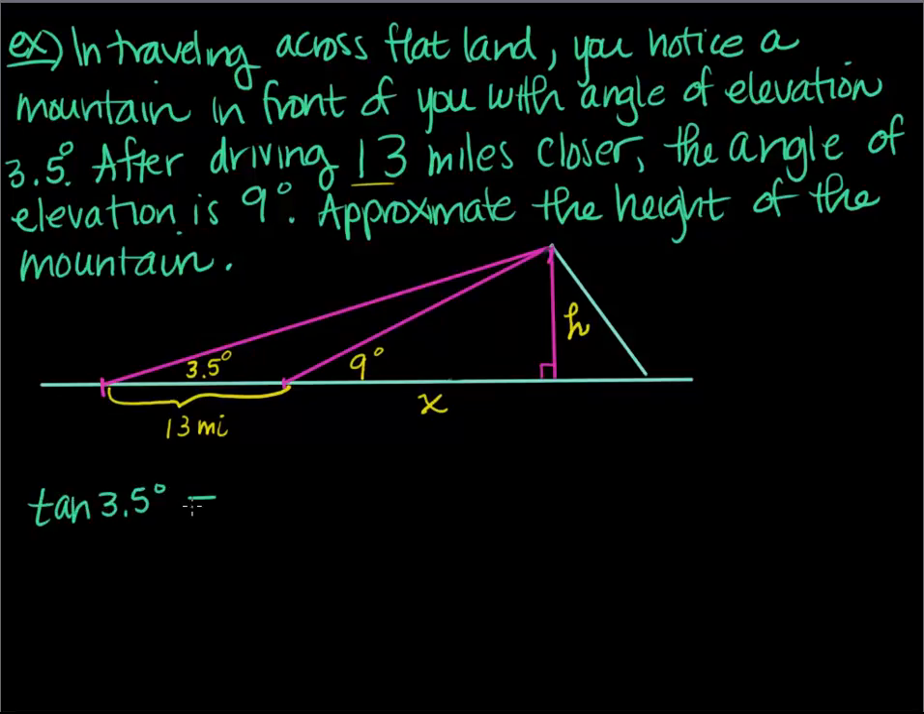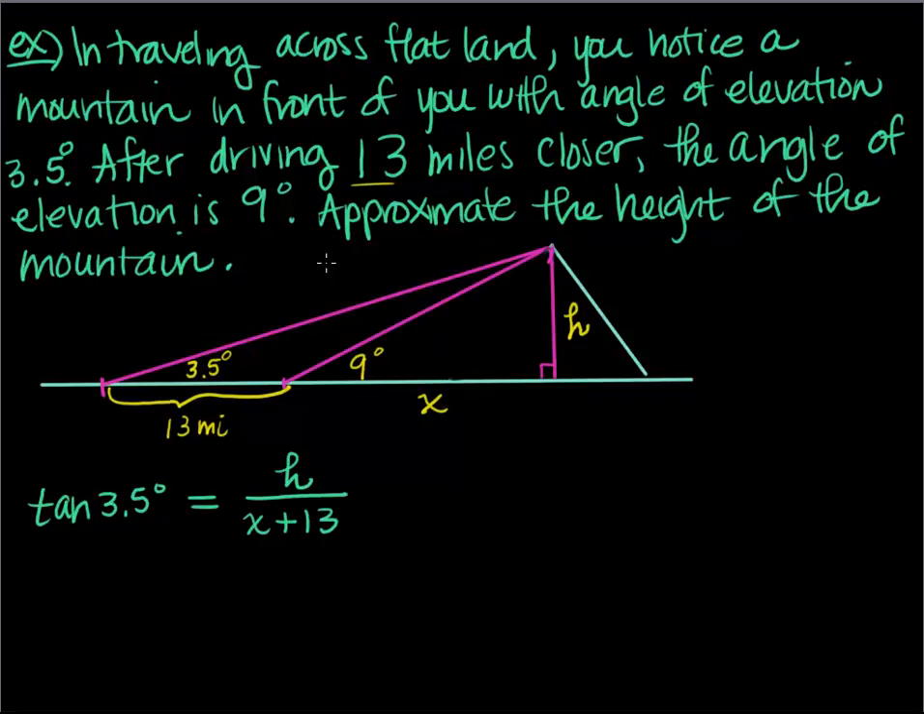What would the tangent of 3.5 degrees be? Well, it'd be this opposite side, which is H, divided by this side here. Well, what is that side there? It's not just 13, it's not just X, it's X plus 13. I hope that makes sense. So I take the opposite, ignoring this guy right here, just thinking of that big triangle: the opposite, which is H, all over this side, which is X plus 13.